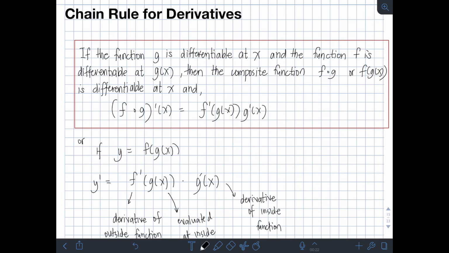Okay, so this time ay ituturo ko naman sa inyo ang chain rule for derivatives. So itong chain rule, isa to sa pinakamahalagang formula sa derivatives, right? Kasi almost every function ay gagamitan natin ng chain rule kapag hinahanapan natin ng derivatives. Okay, so ano ba yung chain rule for derivatives?